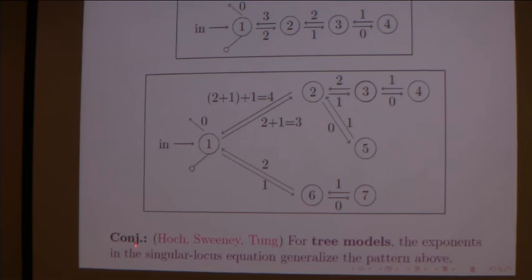This pattern was discovered by 3 of my REU students last summer, and they have this nice conjecture, which they checked up to maybe 6 compartments, that says as long as you have a tree, maybe a bidirected tree, these exponents generalize this pattern that I'm trying to hint at. Could you explain what the addition of the exponents means?